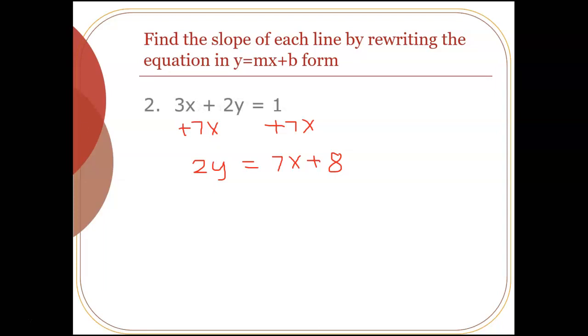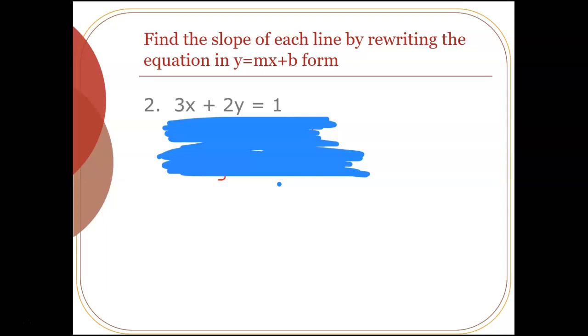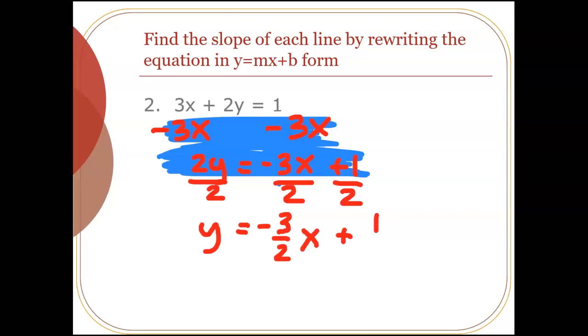Okay, find the slope of each line by rewriting the equation in y equals mx plus b form. We're just going to cross out what's there and do this again. So we are going to subtract 3x. You get 2y equals negative 3x plus 1. Divide by 2. And you get y equals negative 3 halves x plus 1 half.